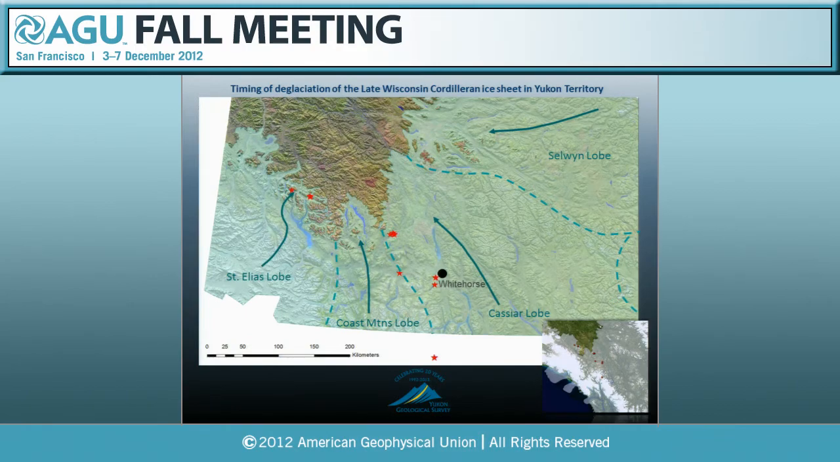So our study sites are located along the northern fringe of the St. Elias, right at the limit of the St. Elias lobe, just back from the limit along the western side of the Cassiar lobe, which is one of the interior lobes within the Yukon. And we work back from that limit to a sort of mid-retreat position at Whitehorse.